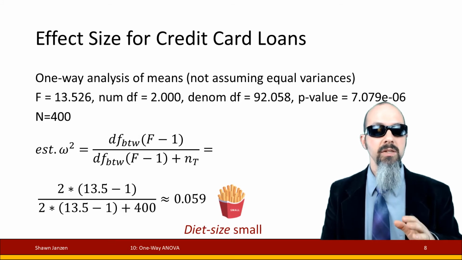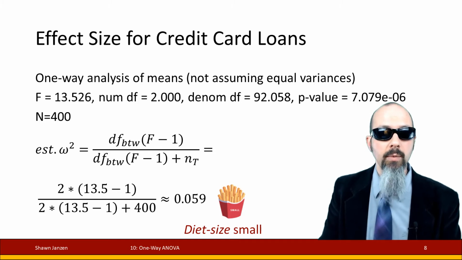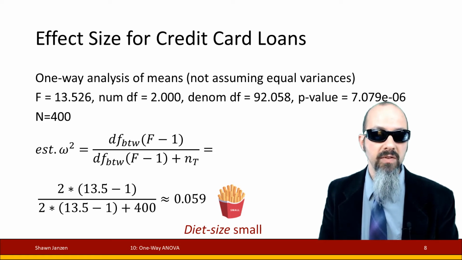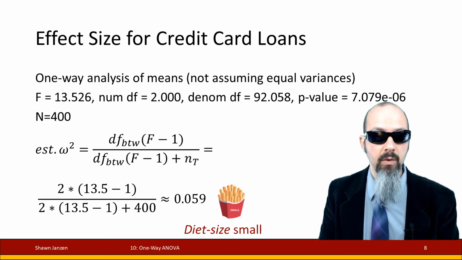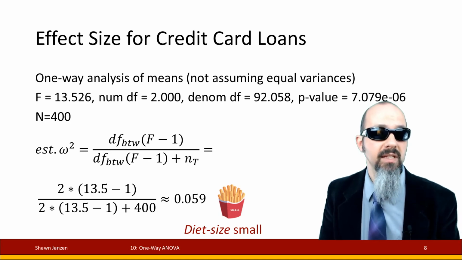Now let's go ahead and apply this omega squared to the example we had in the previous video, where we were talking about the amount of credit that was being issued based on what kind of housing you had. So with that one, I'm reproducing the Welch ANOVA's results here, and it had an F-score of about 13.5, 2 degrees of freedom in the between, 92 degrees of freedom on the within, and a ridiculously small p-value. Note this example had about 400 observations, so I'm going to plug this into the omega squared function, and when I get the math result out, it's going to be approximately 0.059, or about 6% rounded.